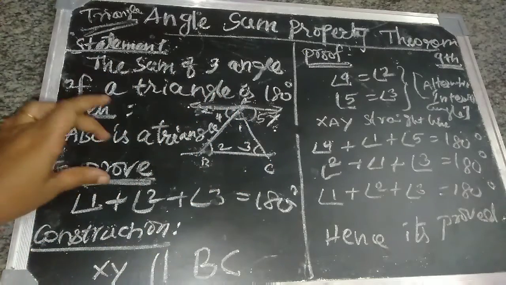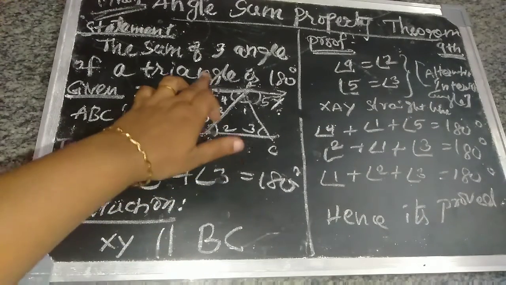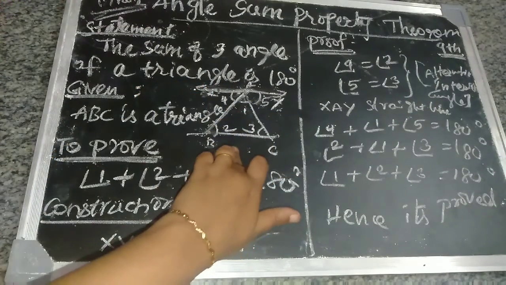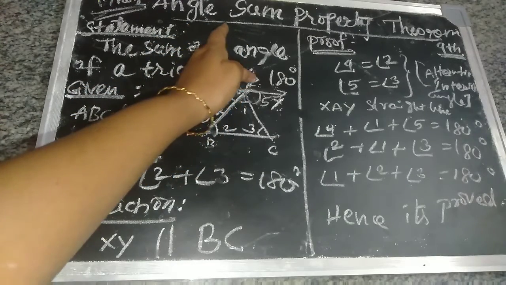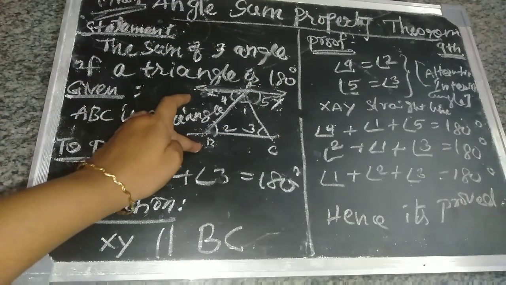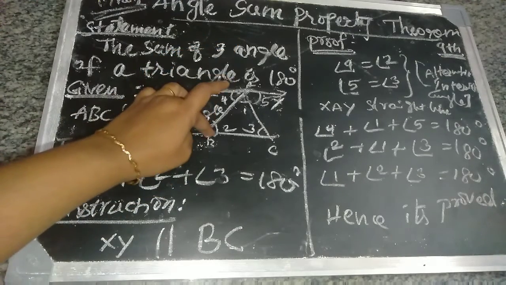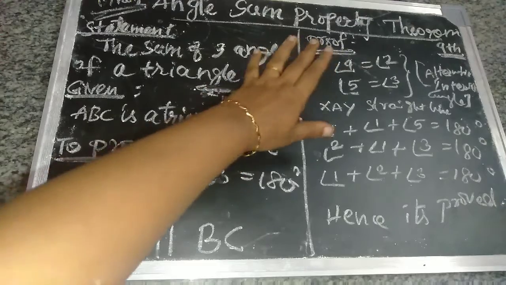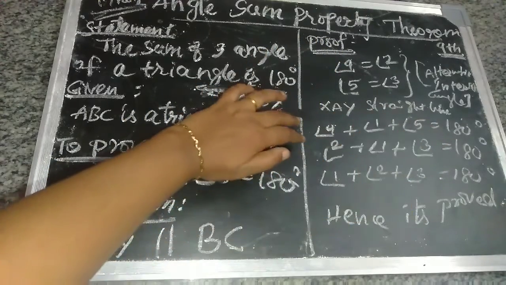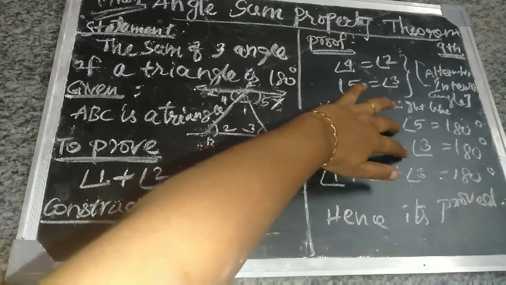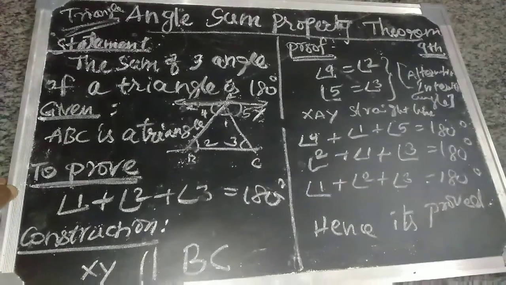Given is ABC is a triangle. What we are going to prove is all three angles. I have done the construction. This is very important. I drew one line XY parallel to BC. Where two parallel lines are crossed by one line, it is a transversal. If this is there, alternate angles are equal. So angle 4 and angle 2 are equal. Angle 5 and angle 3 are equal. XAY is a straight line, so adding all three is 180. Angle 4 I can replace with angle 2. Angle 5 I can replace with angle 3. Arrange in order. It is the proof. It is a very important theorem.